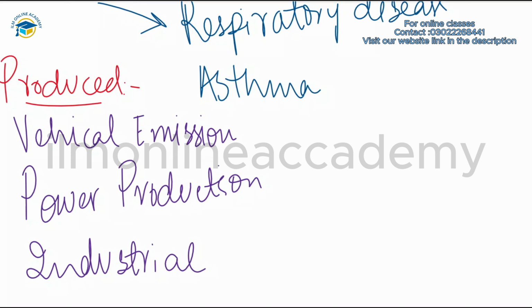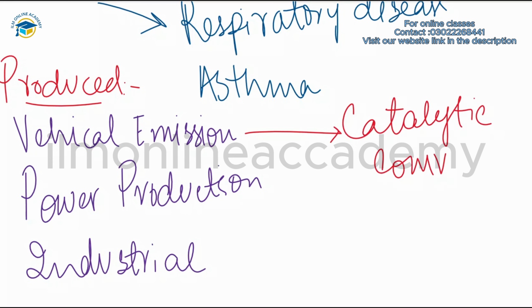We also have one way to reduce the levels of nitrogen oxides that are emitted by vehicles. How can we reduce them? We can use a catalytic converter, in which a catalyst is used. It is connected to the exhaust system of our vehicle, and the toxic gases produced by the engine are converted into less harmful gases before they are emitted into our atmosphere.